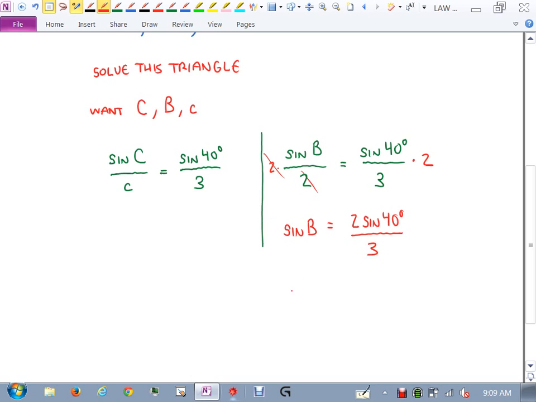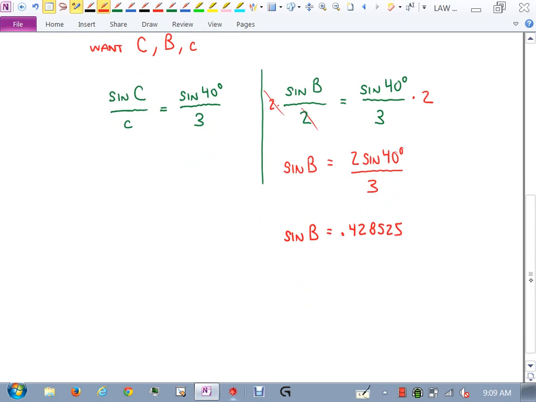Okay, so what I have here is this. Sine B is equal to 0.428525. The more decimal points you go out, the more accurate your answer is going to be. If you want to go just 3, that's fine. Just realize that your answer will be probably a little off from what I get when I do it, but I won't penalize you. Just don't round that to like 0.5, all right?